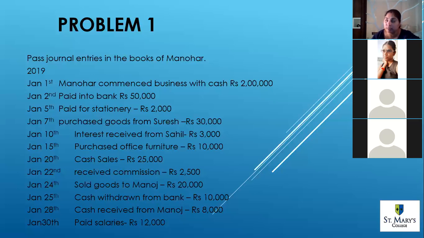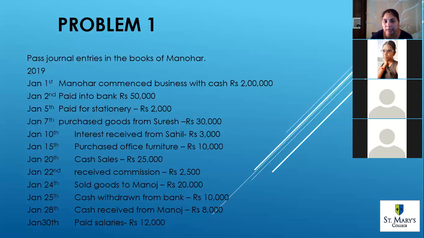Now we move forward to the next transaction, January 25th. The transaction says cash withdrawn from bank. When it says cash withdrawn from bank, it implies we have taken cash out of our bank account. That means cash is moving out from the bank and it is coming into the business. We have withdrawn some cash from the bank and brought it into our business. The two accounts involved here are cash account and bank account. Cash is a real account, and when we have withdrawn cash from bank, it is coming into the business. So cash should be debited.